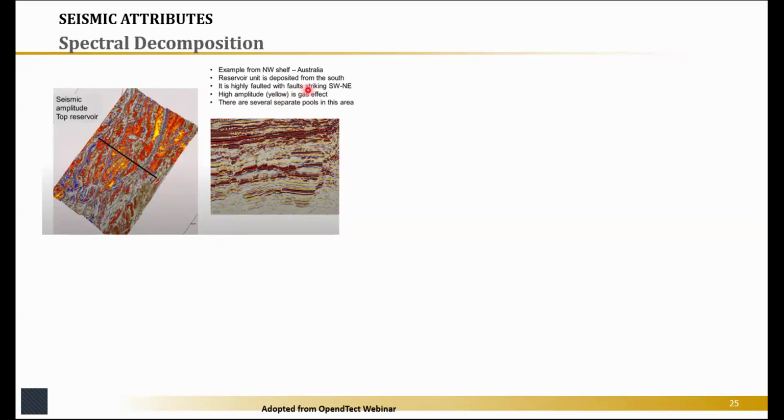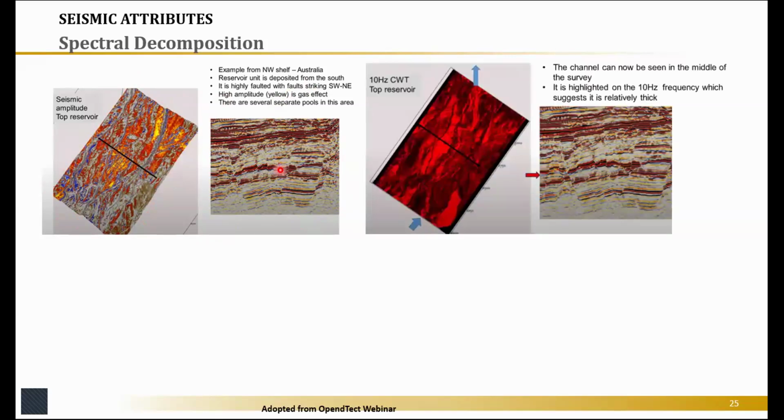So this is a map view here for the top of the section view. From that, you can see if we extract 10 hertz using continuous wavelet transform, you will find this feature here. It's a channel. See, it cannot be a fault, right? So this is a channel. It becomes more clear when you use frequency.